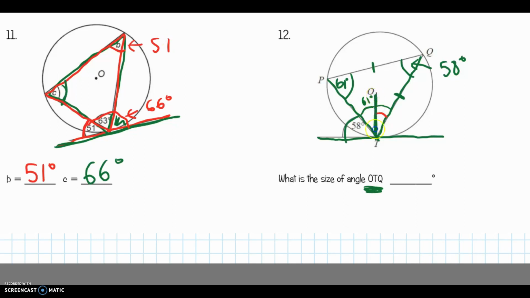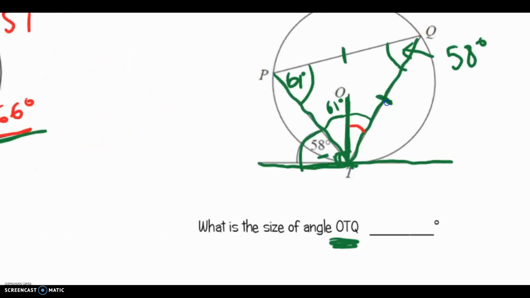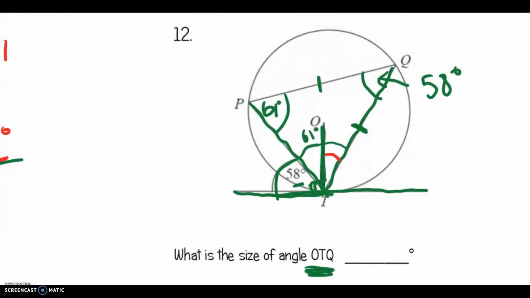This is a radius, and this is a tangent, so I know they meet at 90. So if this is 58, I could say, well, if I do 90 take 58, I get 32. So I know that this little bit in here is 32. But if the whole angle is 61, then this red bit must be 61 take 32, which is 29 degrees. So that angle is 29 degrees.